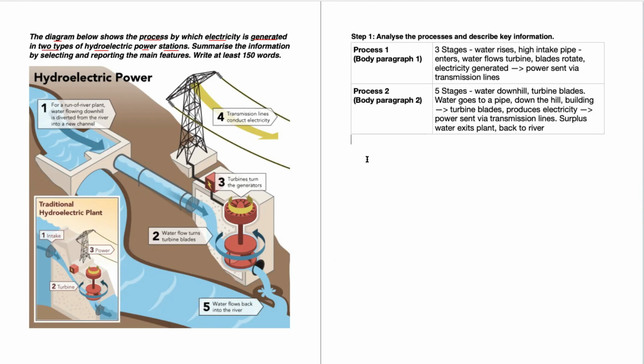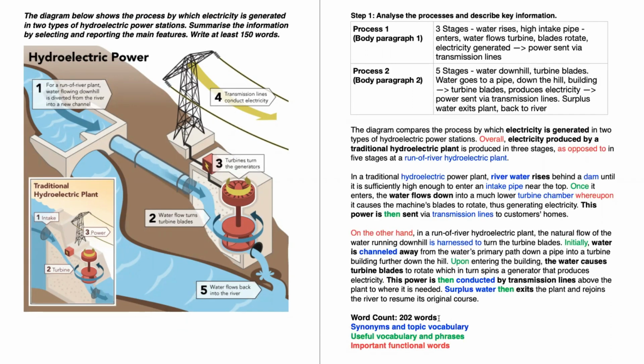Now I'm going to show you the finished essay, color-coded, and we can go through it together. First off, I just want to show you that our word count is 202 words. That makes sense. When it comes to two processes, it's actually easier to get your word count up to where it needs to be. We had a lot to include in this case, so the 202 words definitely fulfills the 150 word minimum, so that's great. And keep a note about these color-coded words. The blue shows synonyms and topic vocabulary, the green, useful vocabulary and phrases, and the red, important functional words.